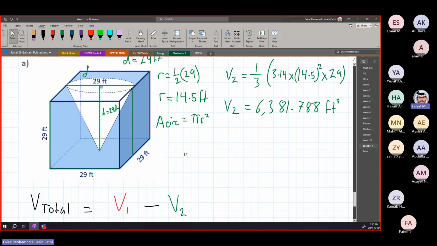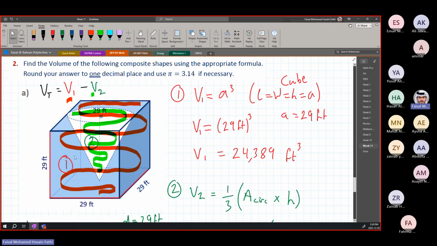You determine what is V1. In this case, this is the cube. The full cube is the shaded area. We look at the shaded area, that's always going to be your V1. What is the shaded area here? It's the cube. What is the white area? It is the removed part, which is V2. So always have your V1 as the full cube.